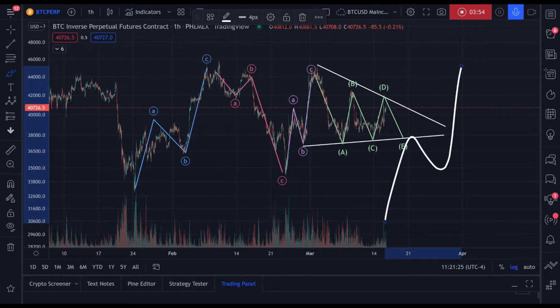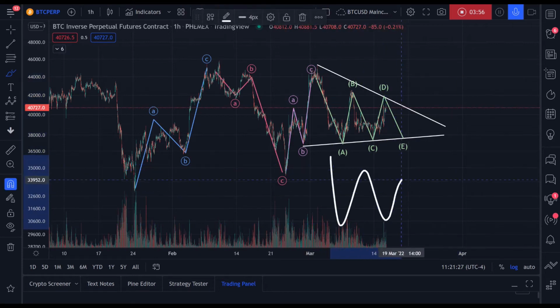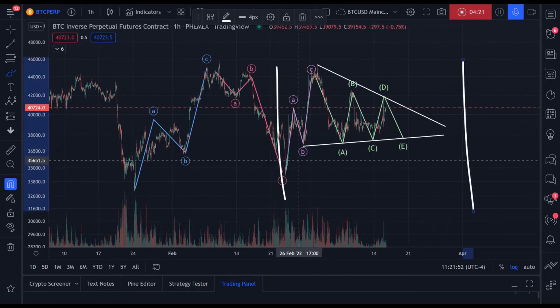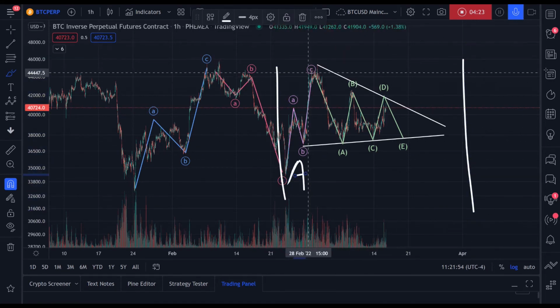And the last type is the triangle. You don't see the triangle as often as the flat correction, and you may see it as seldom as the zigzag, if not even less so. But triangles are definitely B waves. Triangles are corrective patterns that can be B waves. So what do we have here? We have in our C section our A wave.